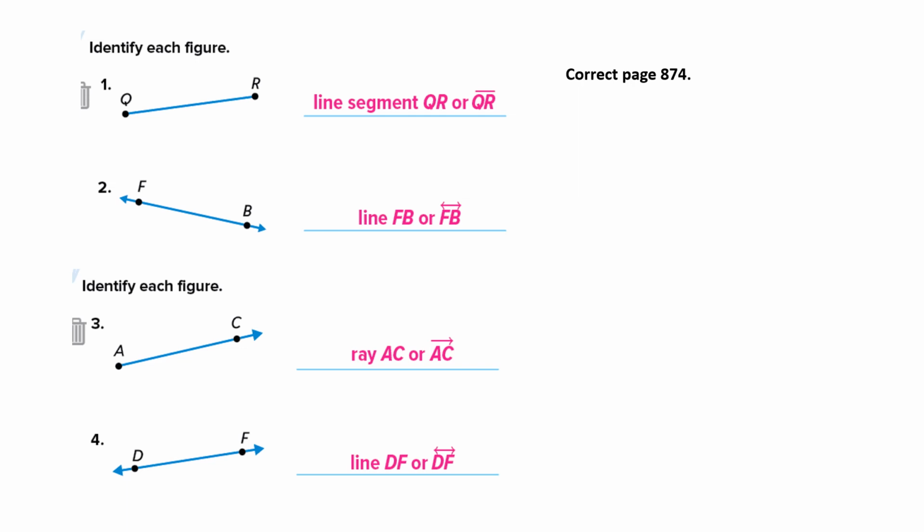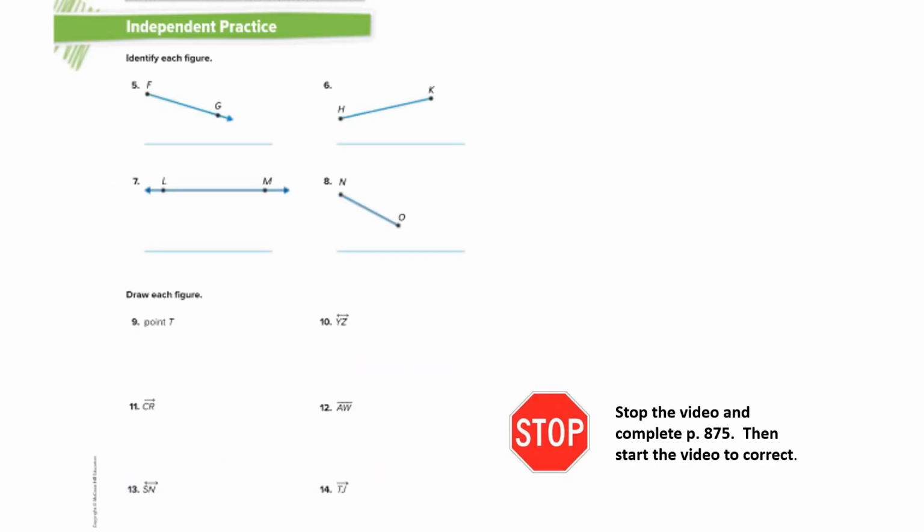Okay, let's do some correcting. Stop the video here and correct each of your items 1, 2, 3, 4. I just want you to know that you do not have to write both the word. Look at number 1. It has line segment QR or line segment QR. You can choose to write the symbol above the letters, or you can choose to write the words. It's your choice. Both are correct.